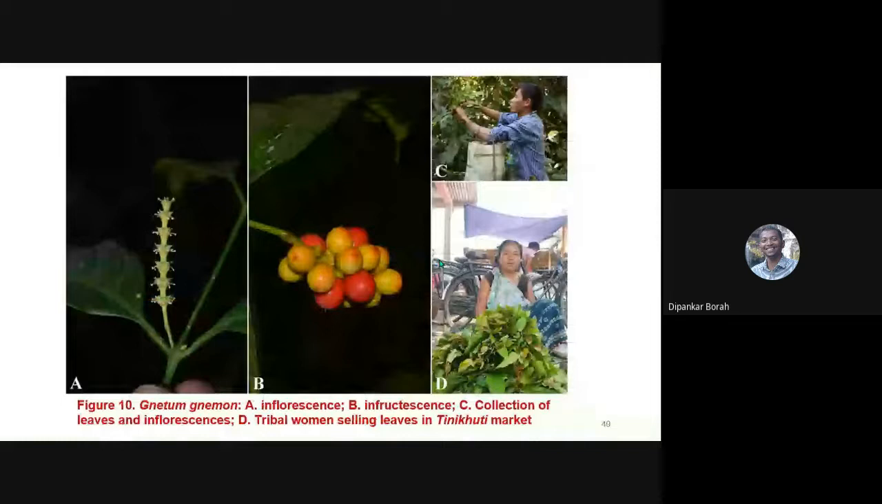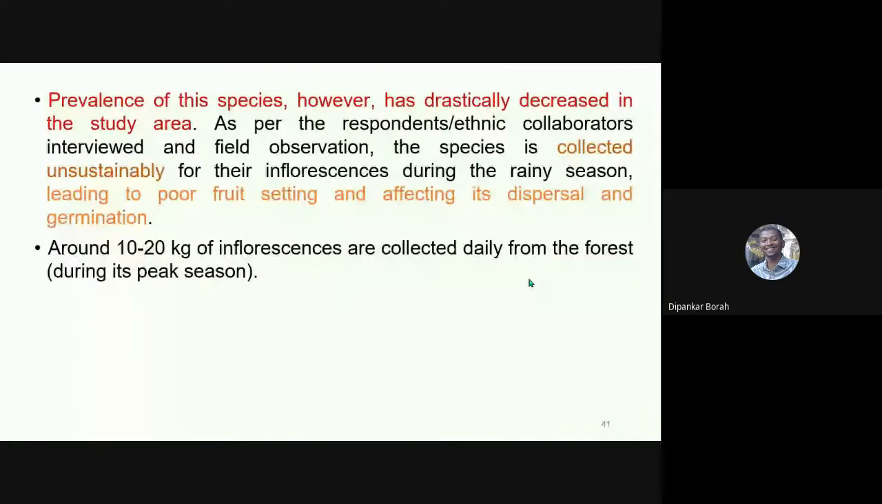Figure 10 shows the different photographs of Netum nemon. A shows the inflorescence, B shows the infructescence, C shows the collection of leaves and inflorescence from the forest, and D shows the tribal women selling leaves in Tinikuti market. The prevalence of this species, however, has drastically decreased in the study area. This is because of the unsustainable collection during the rainy season, which leads to poor fruit setting and affects the dispersal and germination. Around 10 to 20 kgs of inflorescences are collected daily from the forest.